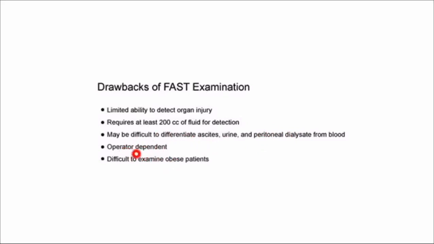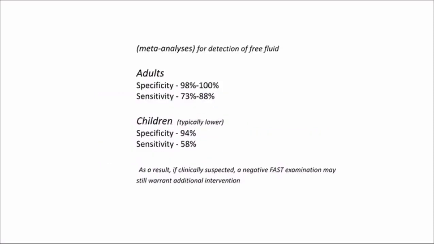Of course, as we are discussing, it's operator dependent, and sometimes obese patients or non-cooperative patients, especially pediatric patients, are difficult to examine. This shows that in adults, usually the specificity and sensitivity are higher compared to pediatrics. That's why, as a result, if clinically suspected, a negative FAST examination may still warrant additional intervention, like a CT scan or diagnostic peritoneal lavage.